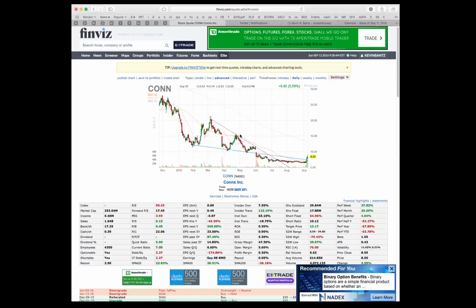So now you should see the Con chart. To me, it just looks like it's breaking up, the Con on here to the upside. What do I have? I also have.